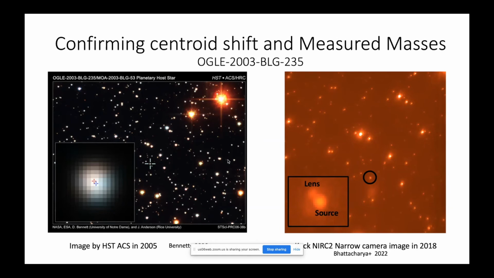So if we can do so well with 14 dithered images and get a really good PSF construction, then definitely with 40,000 images and 800 images of Roman, we expect to do really good astrometry.